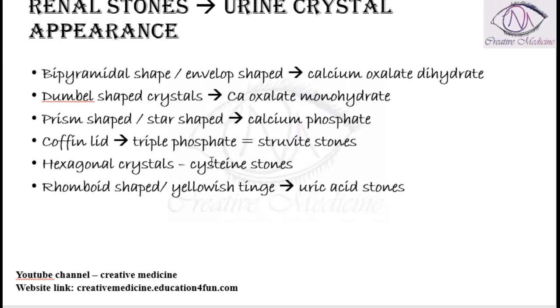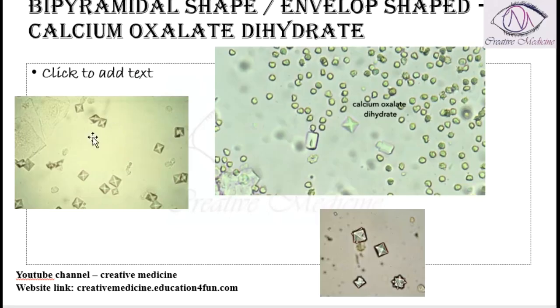Hexagonal crystals are seen in cysteine stones. Rhomboid crystals or yellowish tinge crystals are seen in uric acid stones. So if you see, these are actually bipyramidal shaped or envelope shaped crystals which are seen in calcium oxalate dihydrate.